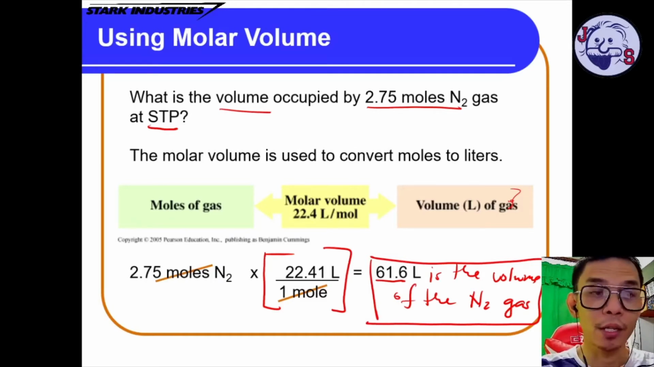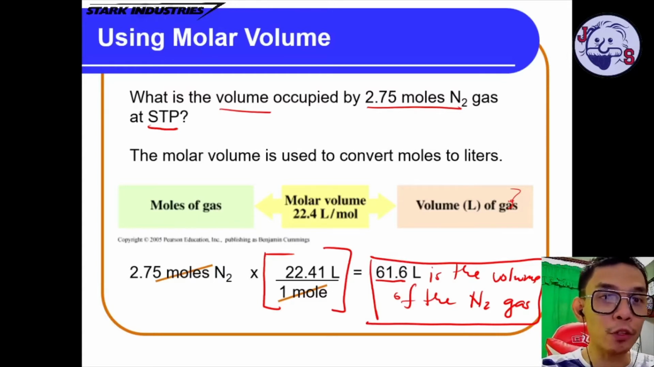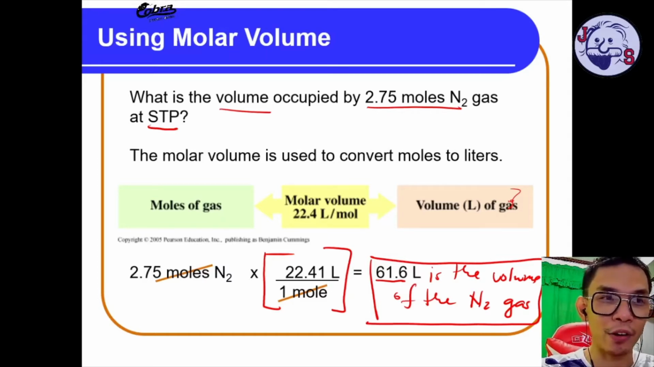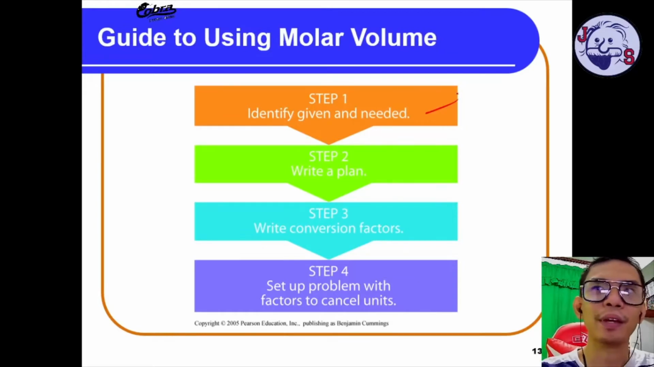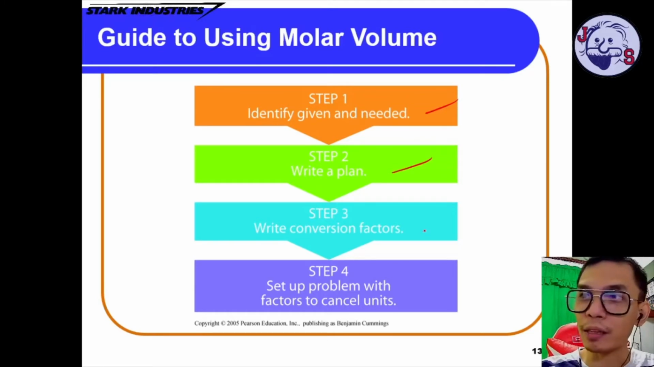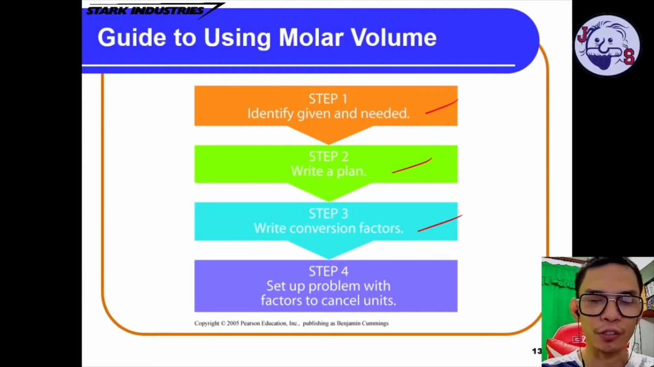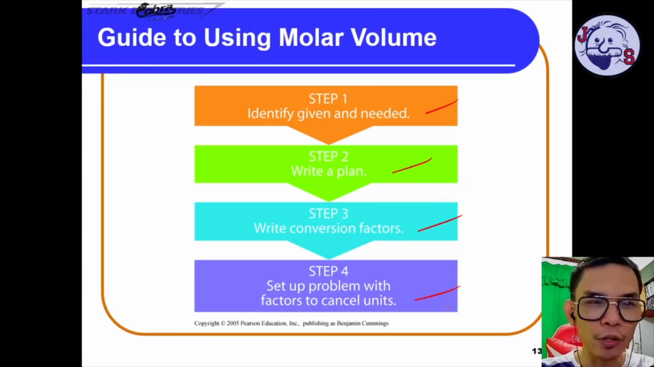So that is the use of the molar volume. Again, these are the step-by-step: identify the given, write a plan, and don't forget to write the correct form of the conversion factor. Don't forget to cancel the units that are similar in your solution, and that's how you find the answer to your problem.